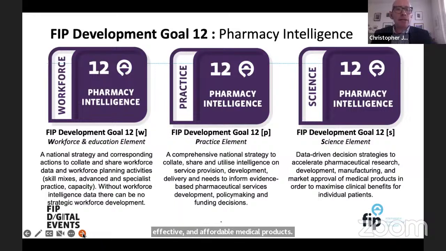This event also links to Development Goal 12, which is pharmacy intelligence. The workforce and education element of that is a national strategy and corresponding actions to collate and share workforce data and workforce planning being in place. The practice element is about having a comprehensive national strategy to collate, share, and utilize intelligence on service provision, development, delivery, etc. And the science element is about having data-driven strategies to accelerate pharmaceutical research, development, and manufacturing and market approval of medical products.